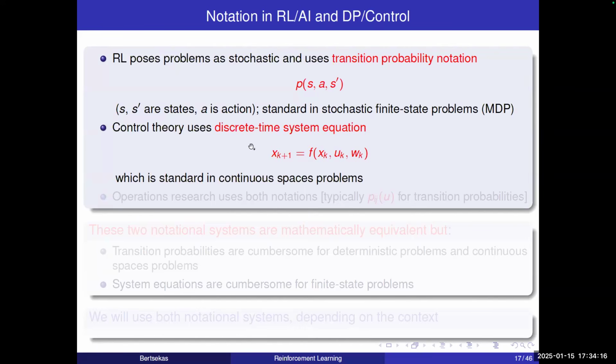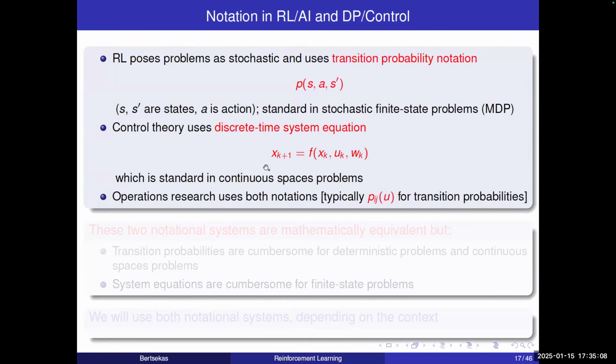On the other hand, control theory uses the notation of discrete time systems, discrete time equations, whereby the new state at stage k plus 1, x_{k+1}, x is the standard symbol in decision control, is obtained as a function of the current state x_k, the control that you apply, u_k, u is the symbol for control, and w_k, which is stochastic uncertainty, some randomness in the equation. Of course, if the problem is deterministic, there is no w, but still we use this dynamic system equation. Now, this is standard in continuous spaces problems because it's more convenient. It's very difficult to provide transition probabilities if you have an infinite number of states.